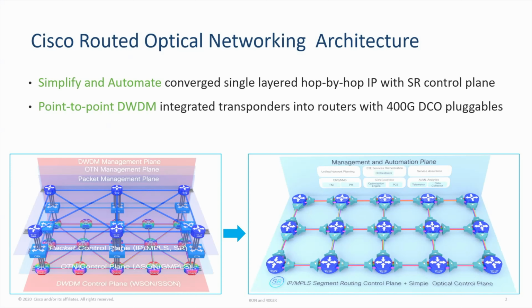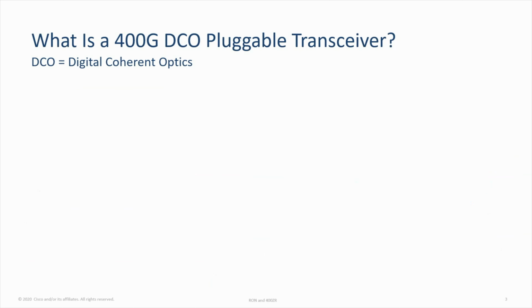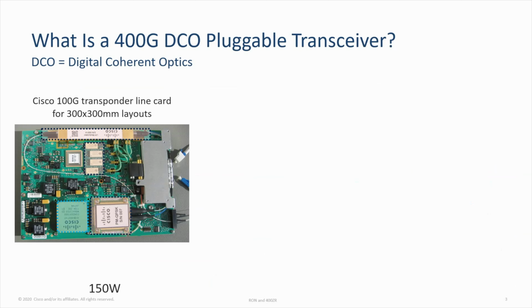plane. On the optical side, it uses simple point-to-point DWDM, and the transponders are integrated into the routers with 400G DCO pluggable optics. The key objectives of the DCO design is to be open and standards-based, so with multi-vendor interoperability. DCO stands for Digital Coherent Optics. Basically, it integrates a transponder into the router for simplification and cost optimization.